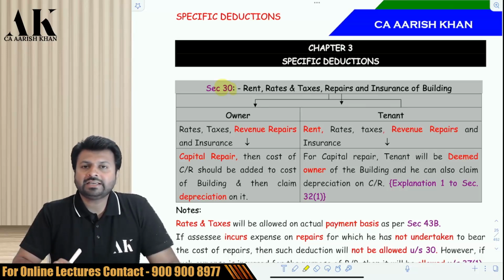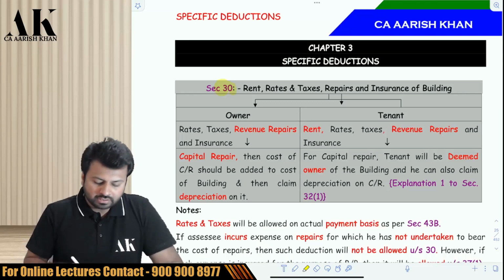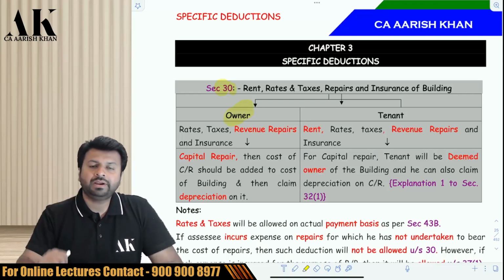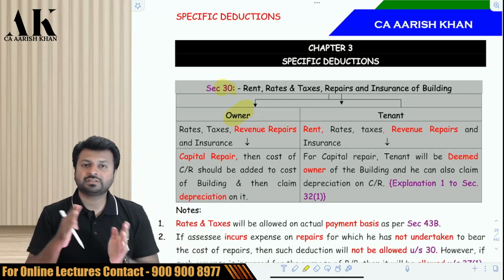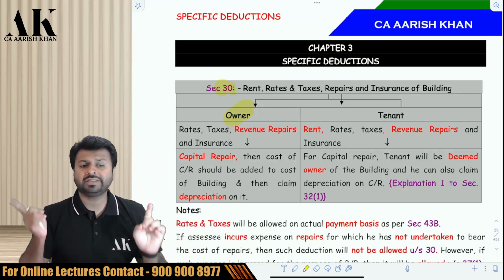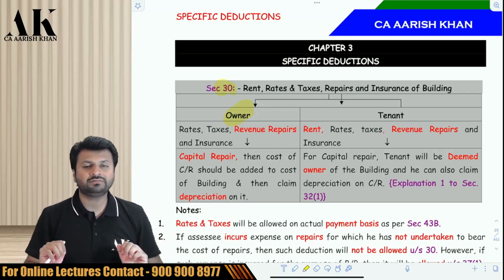So these are the expenditures which are in relation to a building. You will get all these deductions, subject to some conditions which I am going to say one by one. First of all, let us talk about if you are the owner of the building. If you are the owner of the building, means you own that building and you are using that building for the purpose of business or profession, then you will get all deductions except rent. Because if you are the owner of the building, you cannot ask for rent to pay to yourself, obviously.